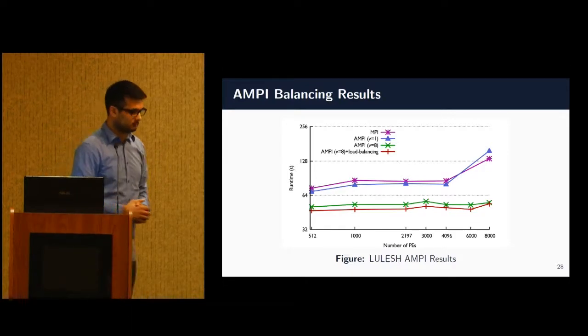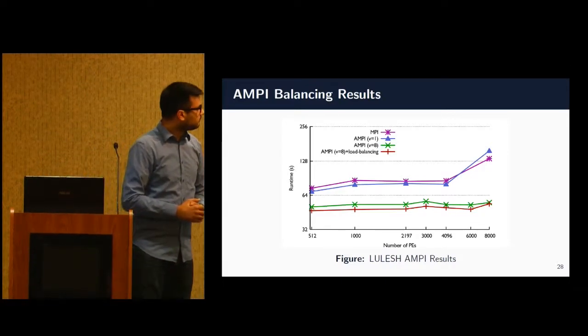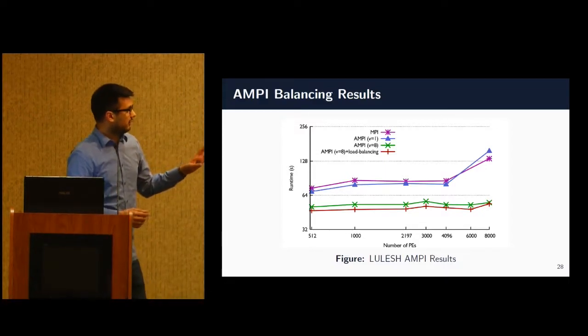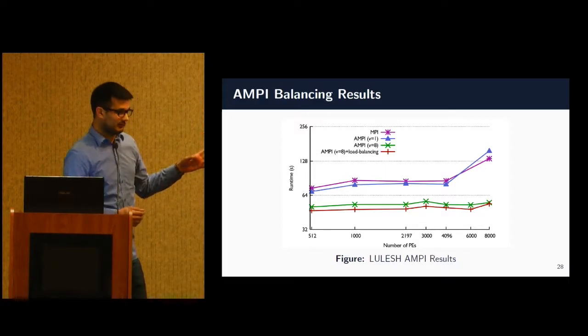Yeah? So it's hard to see on the graph. What's the actual improvement between the bottom two lines, the green one and the red one? For this case, it's very minimal. I think it's on the order of like 5%.